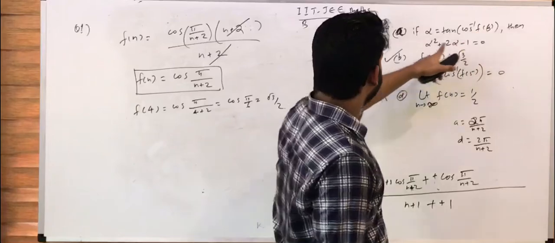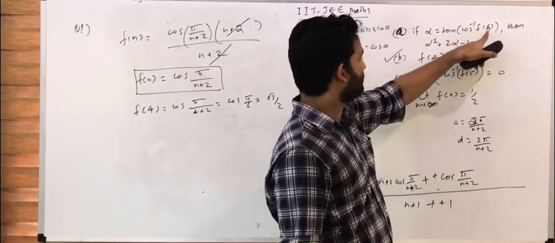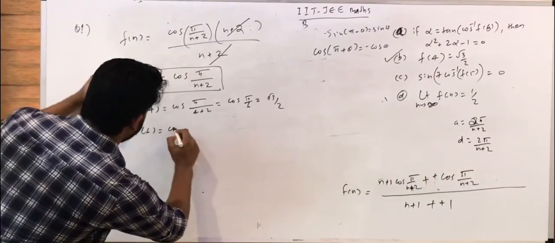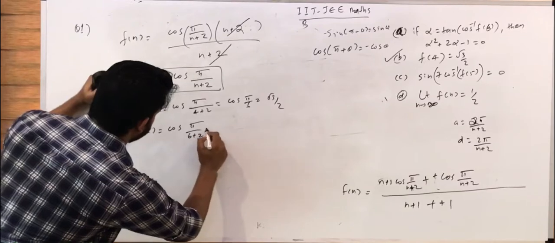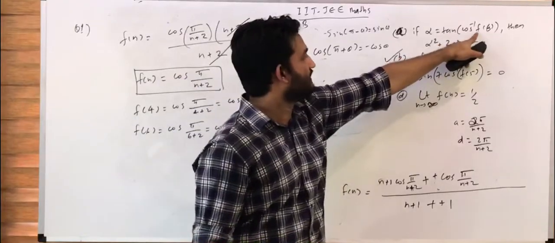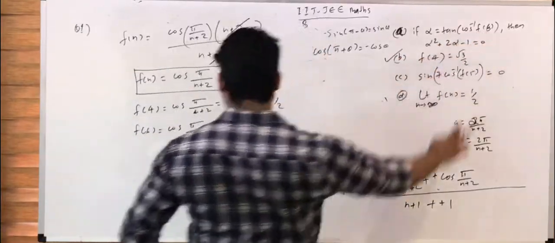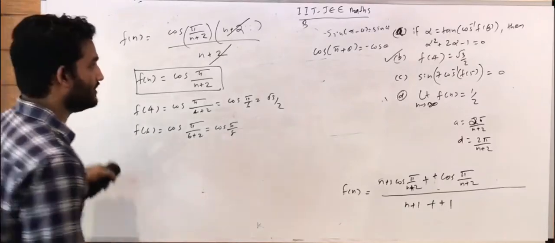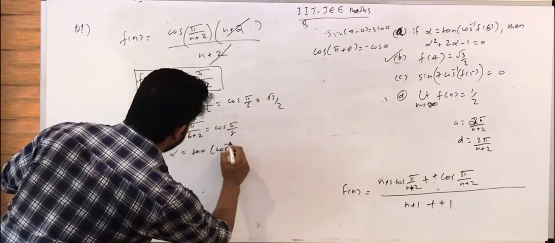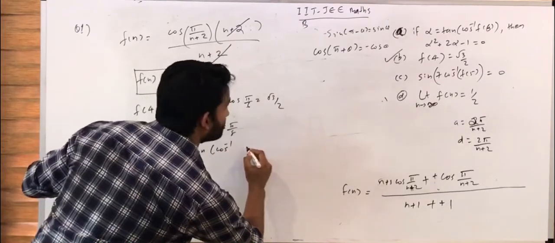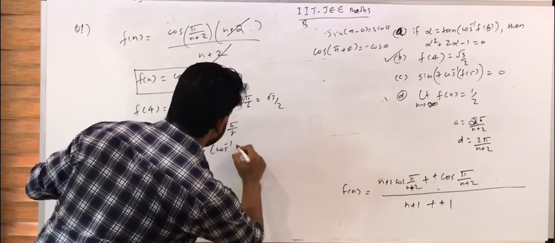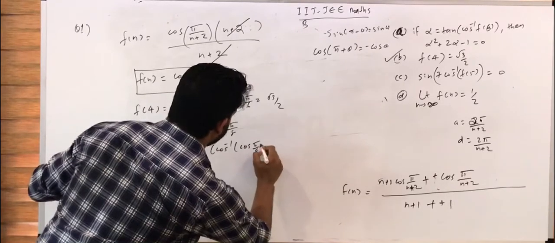Now I want to evaluate this one. Cos inverse of f of 6 is here. So what is f of 6? For f of 6 we get cos of pi divided by 6 plus 2, that is cos of pi by 8. So I substitute f of 6 as cos pi by 8. Okay, then alpha becomes tan of cos inverse of f of 6, which is cos pi by 8.